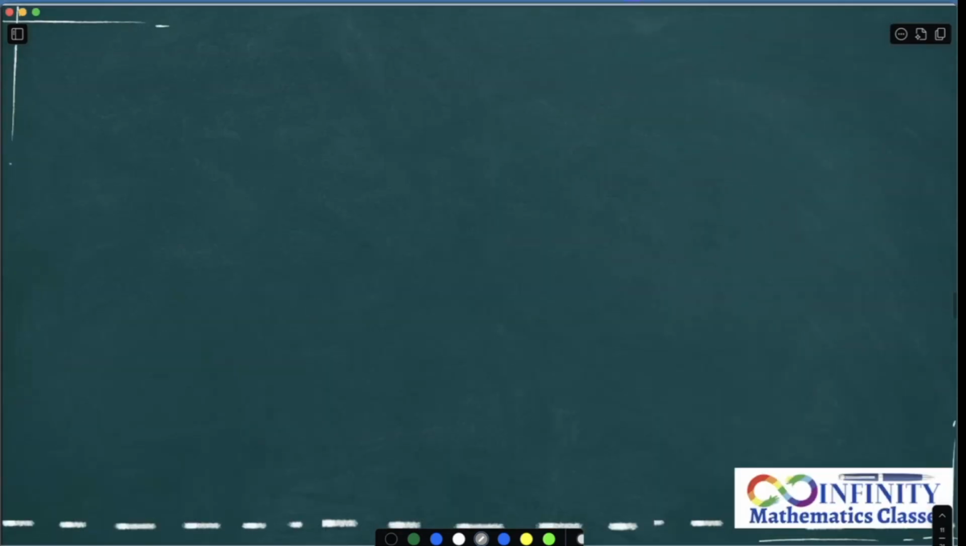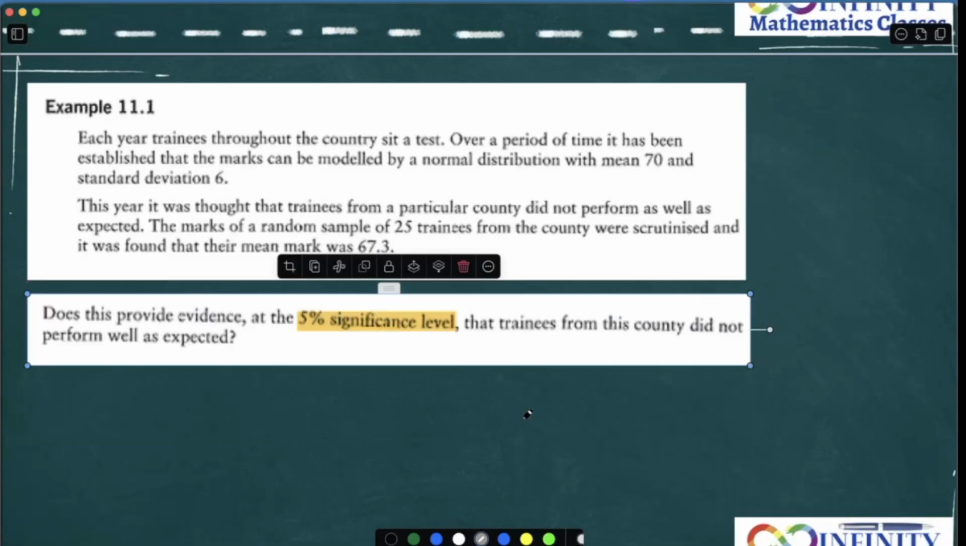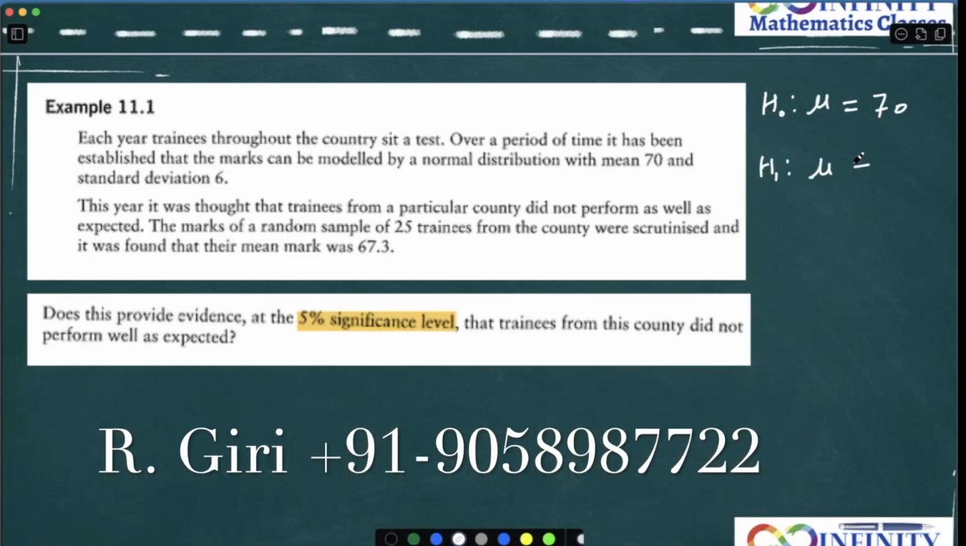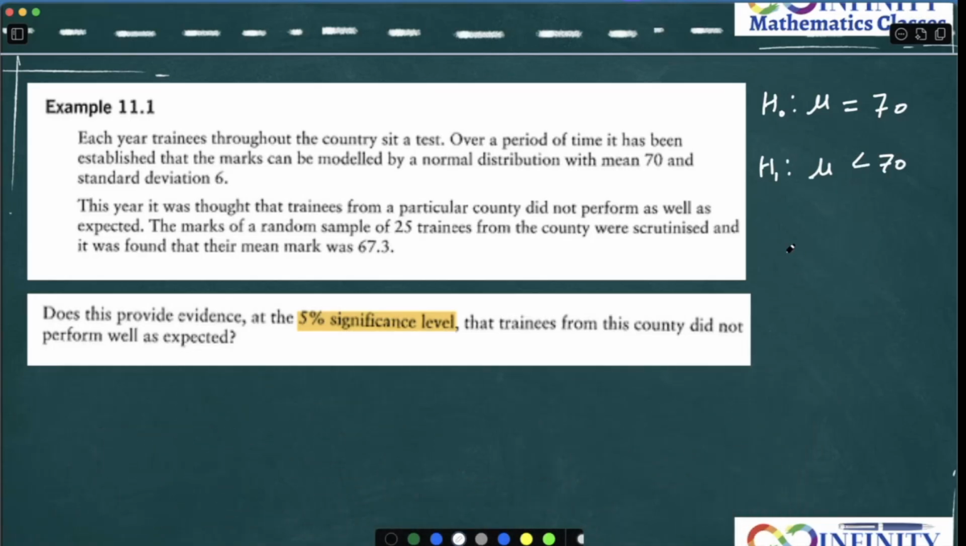Let me just show you this. The same question I will be repeating. Give me a second, please. Just please try to help me. This is the case where the null hypothesis is mu equals 70. The alternative hypothesis is mu is less than 70. This was the question for you, right?